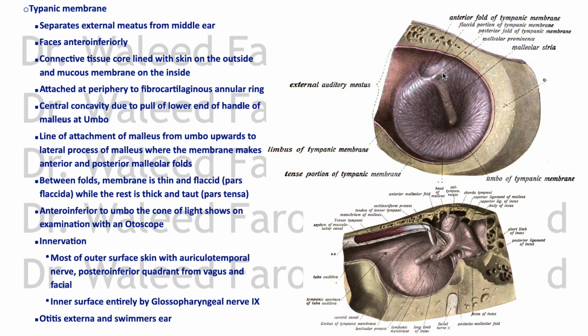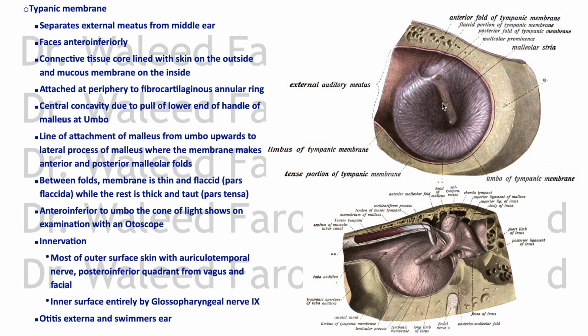Then the membrane is folded into two folds, the anterior and posterior malleolar folds. Between these folds, the membrane is flaccid, lax, so this is called the pars flaccida. The rest of the membrane is taut because of the handle of the malleus and the muscle pulling on it, which is the tensor tympani. So this is called the pars tensa. So you have the pars tensa and the pars flaccida between the anterior and posterior malleolar folds.